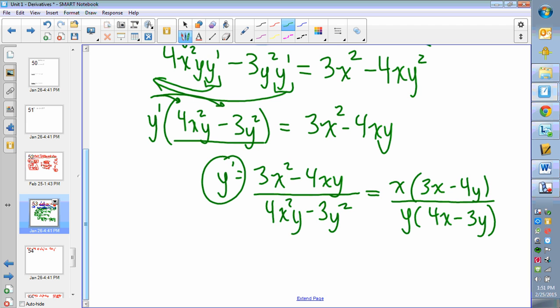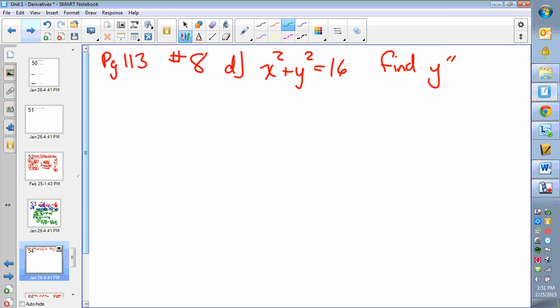Let's try a different example. Okay, so from number 8D on the same page for my students, except this question, you're going to find the second derivative. That means take the derivative once and then do it again. So we'll take the first derivative.